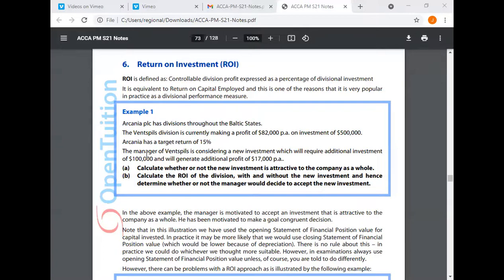Okay. So for part 1, we have our profit. They have given us the profit of the new investment. The new investment, we are told, has an additional profit of 17.